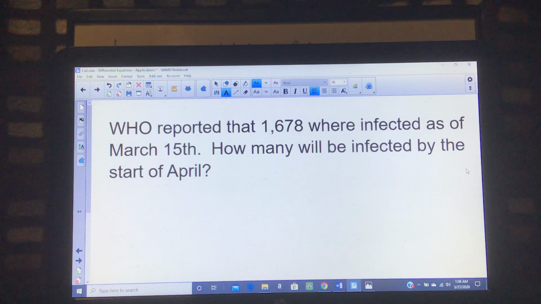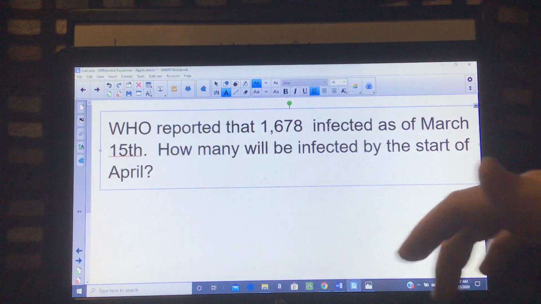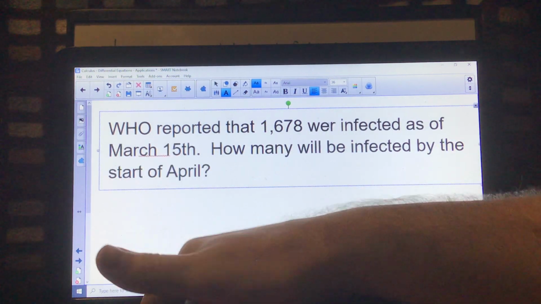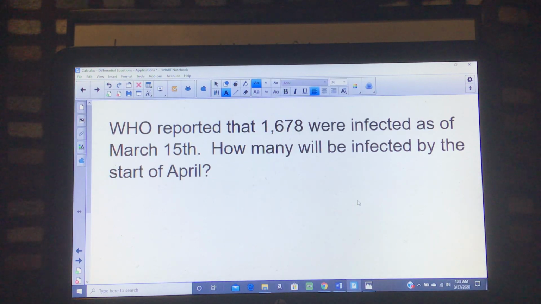All right, I'll stop. So WHO, the World Health Organization, reported that there were 1,678 cases in the United States. I have "where" there, it should be "were." That's what happens when you make a new one. So they had that 1,678 people were infected as of March 15th. How many will be infected by the start of April?